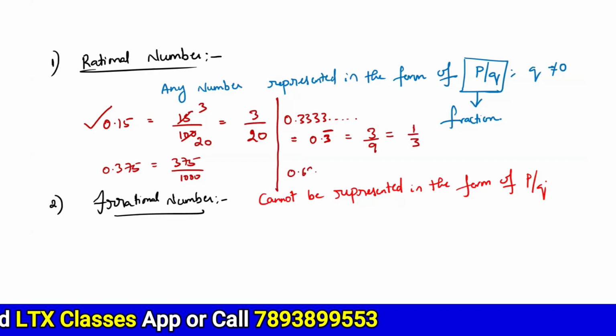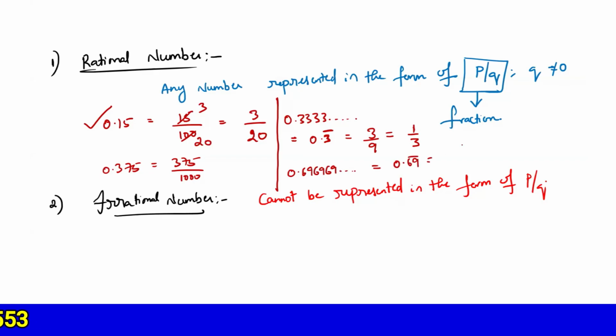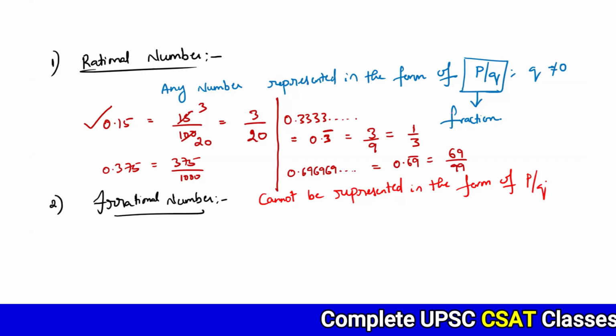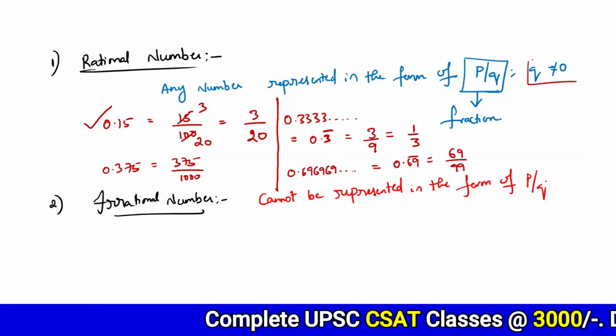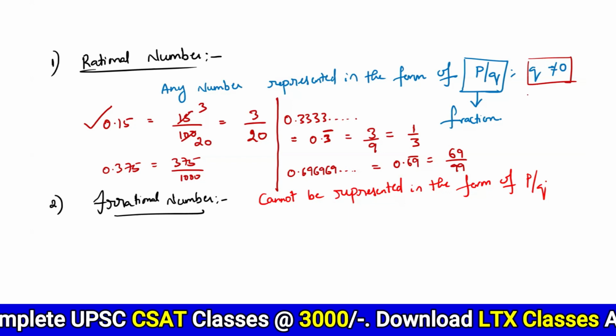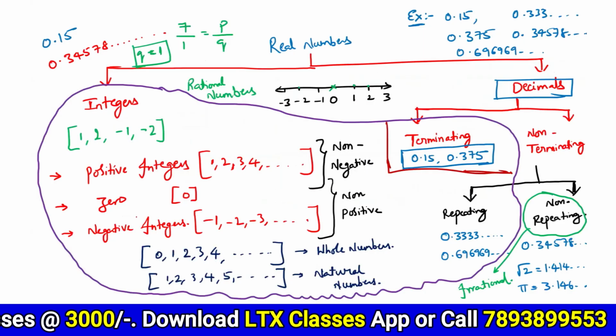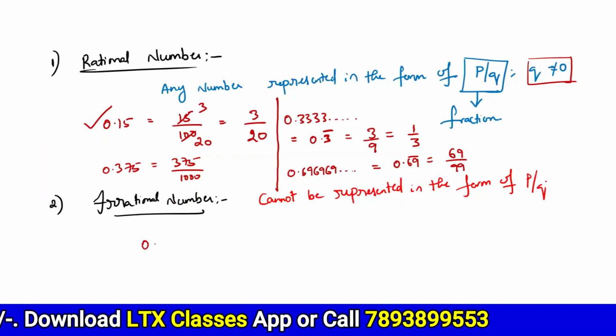Next, 0.696969 and so on. This can be represented as 0.69 bar. So 69 divided by 99, again this is a fraction. So whenever you represent these numbers as fractions in the form of p by q, where q is not equal to 0, obviously they are called rational numbers.